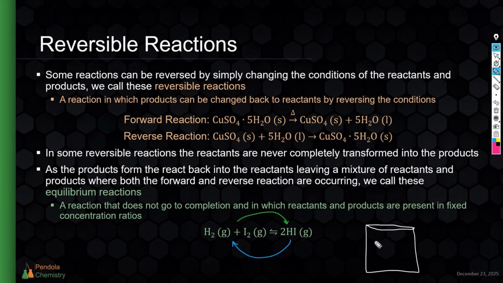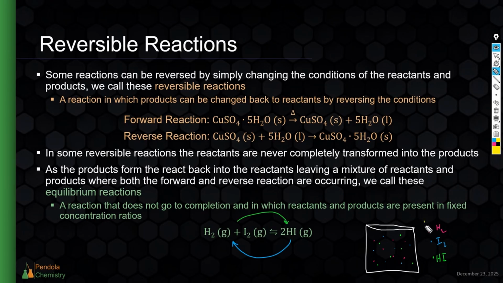so if we have a container, and we'll put hydrogen as pink, so pink is going to be H2, and then blue is going to be I2, as the hydrogen and the iodine react with each other, they're going to create HI, which we'll put here in green. Well, the HI also breaks apart and turns into H2 and I2, back and forth, back and forth. So at any one time, this container has all three of our chemicals.